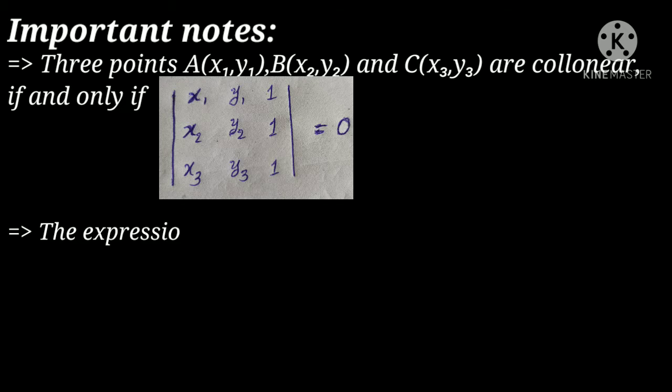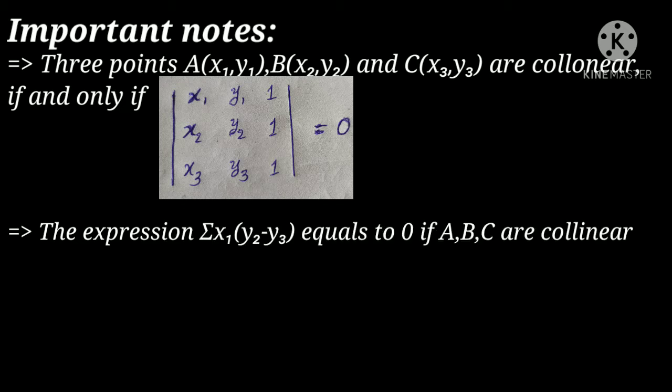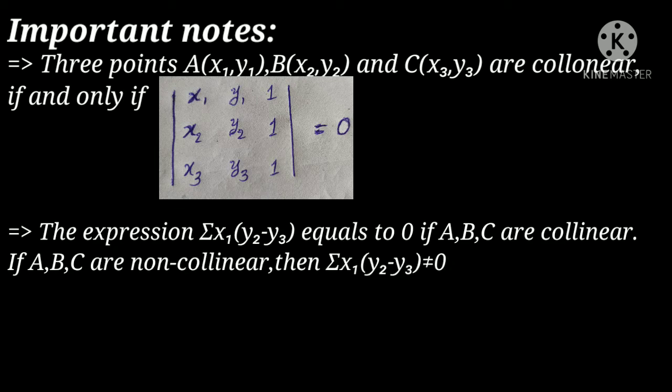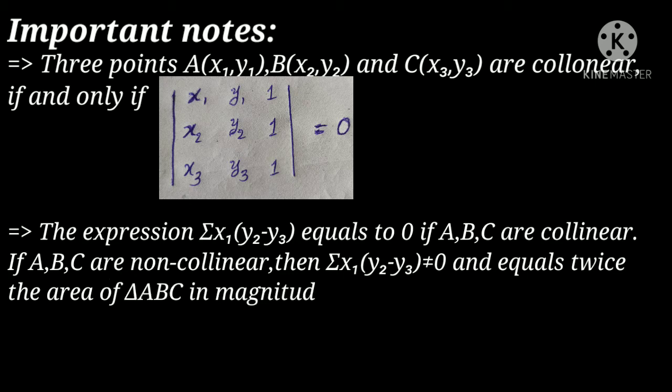Second, the expression summation of x1 into (y2 minus y3) equals 0 if A, B, C are collinear. If A, B, C are non-collinear, then summation x1 into (y2 minus y3) is not equal to 0 and equals twice the area of triangle ABC in magnitude.